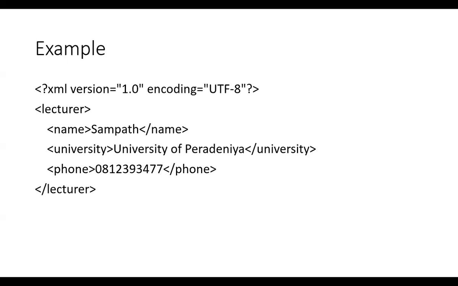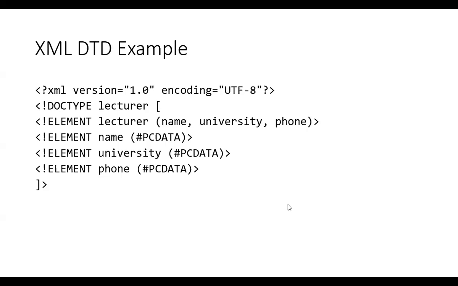So let's look at an example. Here I'm defining lecturer, and under the lecturer I have 3 elements: name, unit, and form. Now let's say you need to have consistency. That means when you define lecturer, again, you have to have the same format. So in DTD, we can define it like this. In this particular case, we are defining that the lecturer is our root, and under the lecturer we can have three child elements. We say name, university, and phone are the child elements that we would like to have, so you must have name, university, and phone.